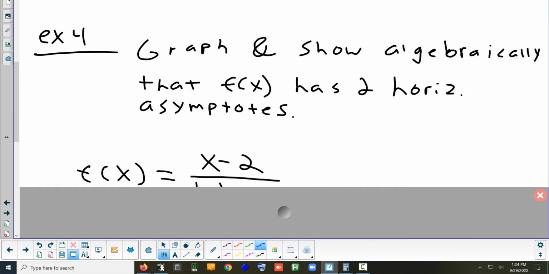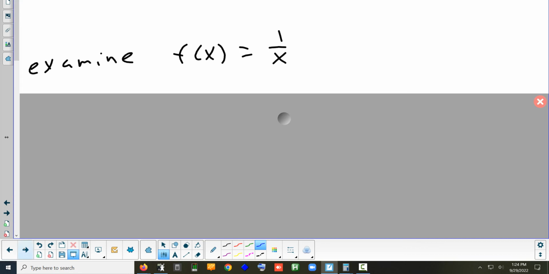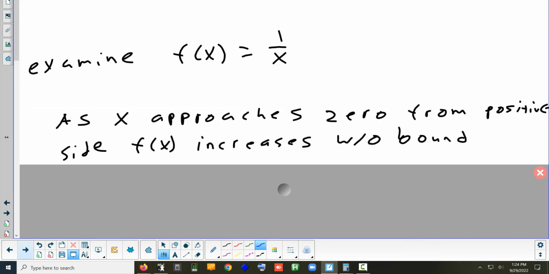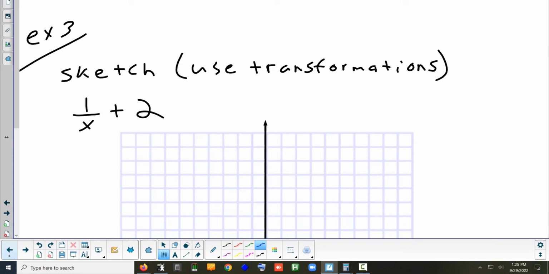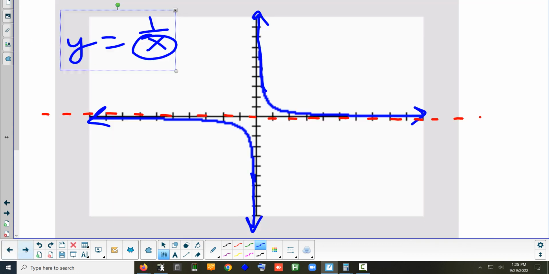Now I want to think about the same graph again, the graph of 1 over x. So I'm going to go back to the picture. But this time, I don't want to look at what happens as x heads to infinity or negative infinity. I want you to look at that graph and tell me what's happening as x gets closer to 0. Let's start with the one in quadrant 1.